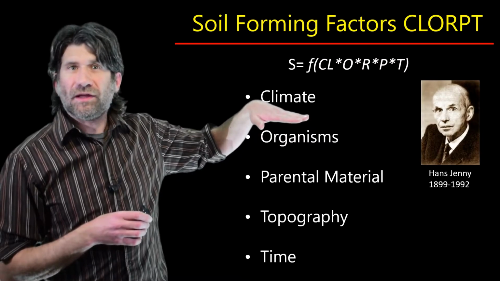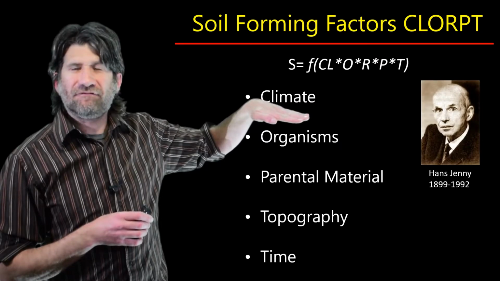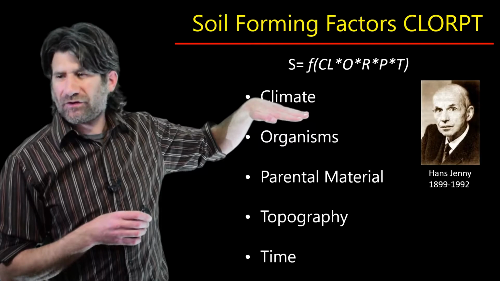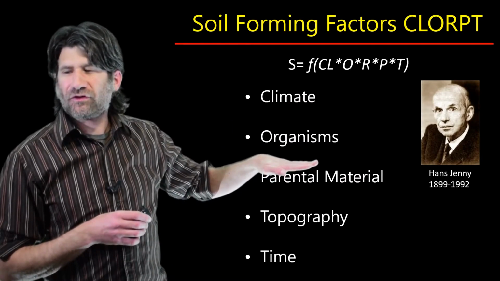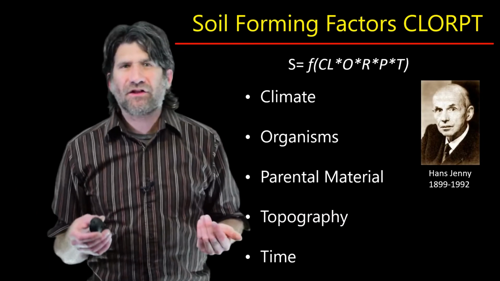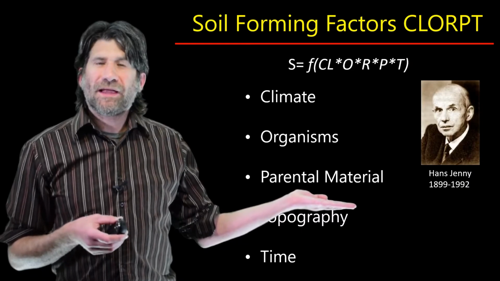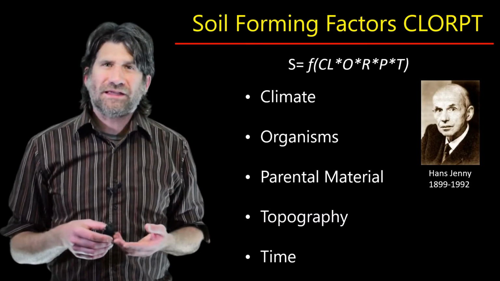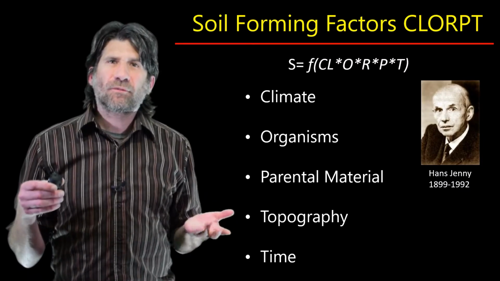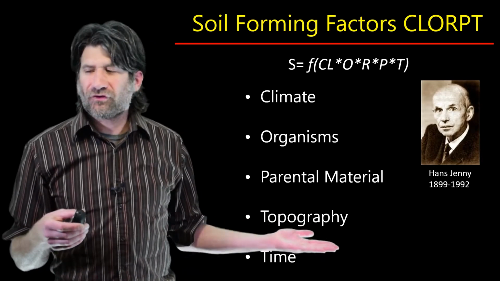First would be climate. A soil is going to look different if it's in a very, very wet tropical climate versus a very, very dry, arid climate. Next up on our list is organisms. The types of organisms that are in the soil will dramatically alter what that soil looks like. It is very important to understand what the parent material is: is the soil forming in a weathered bedrock outcrop, or is it forming in a glacial till?